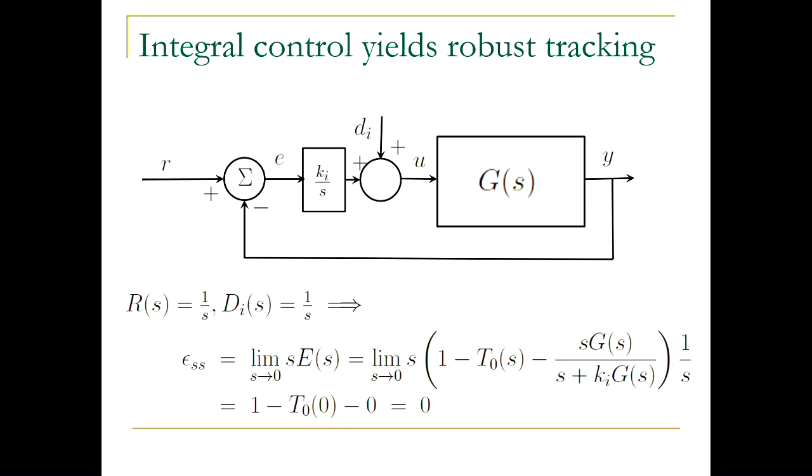I get 0 steady state error even when there are some step disturbances. So in other words, I didn't take disturbance into account when I designed the controller, but even if there is disturbance, I'm good. That's a very cool outcome of the design.